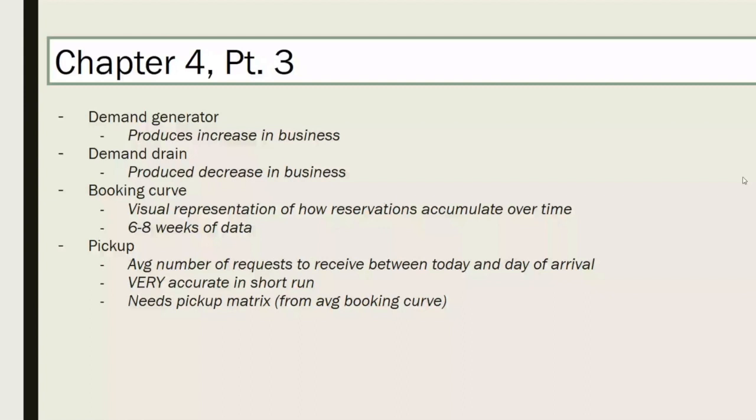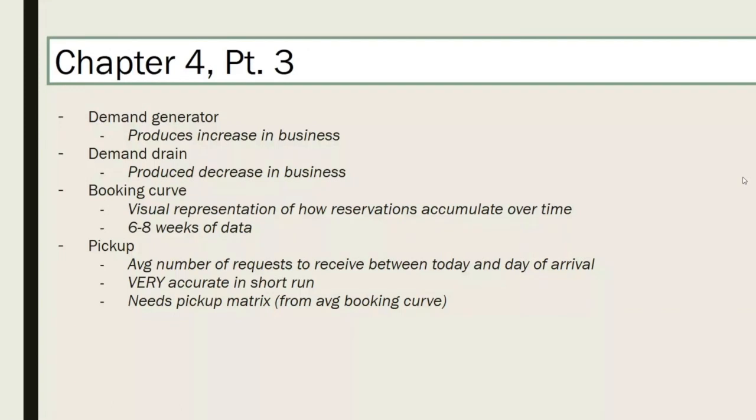A demand drain is the opposite. It's a circumstance that produces a significant decrease in bookings and business. So say, for example, this could be if Switzerland went through a strike or had mass protests, it would motivate people to not come to Switzerland, and therefore business would decrease substantially.